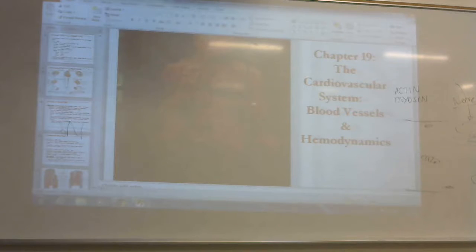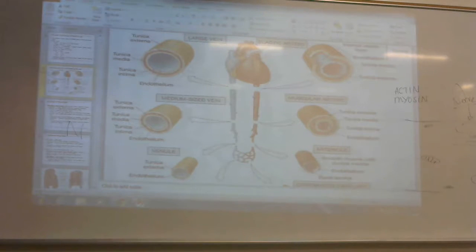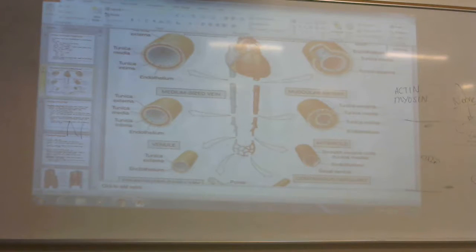And then for the blood vessels, you should know this one right here, right? Differentiate between the artery, capillary, and vein. You know that the arteries and the veins have three layers. If you don't remember, the tunica intima is the inner, the media is the middle, and the externa is the outermost layer.